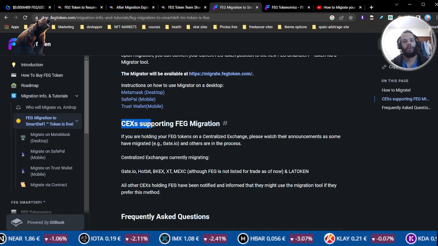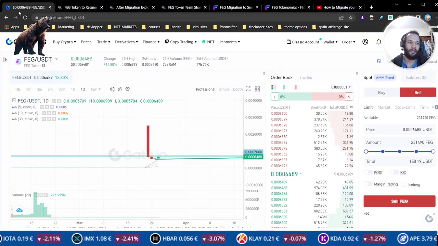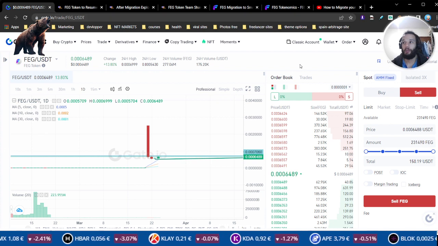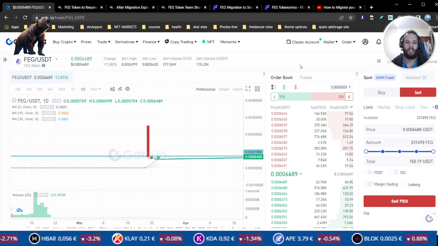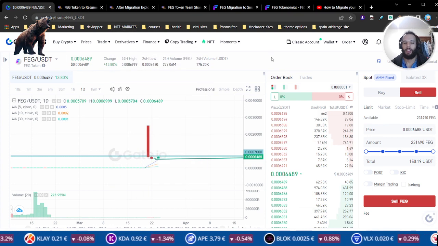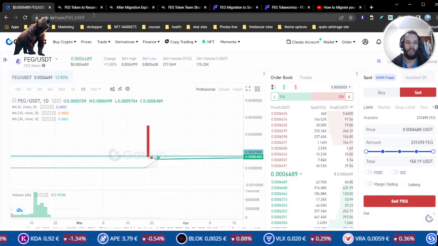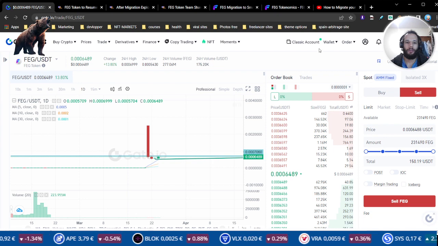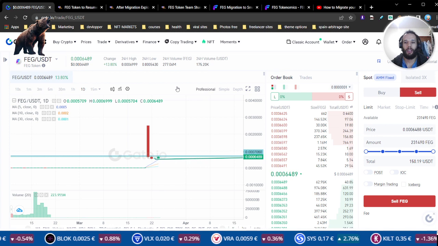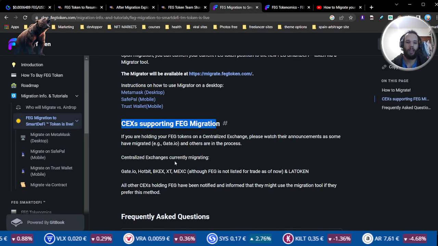Here is a really important thing. If you have your FIG token on gate.io, as I do, where I buy most meme coins that I just want to gamble on, because all meme coins are just about gambling, it's not trading to me, you don't need to do anything. They will do the migration for you, because they already did it. And that's what this says right here.